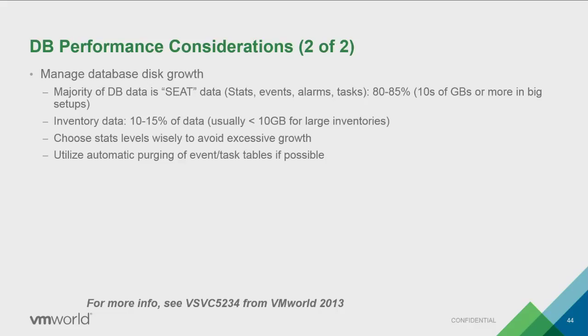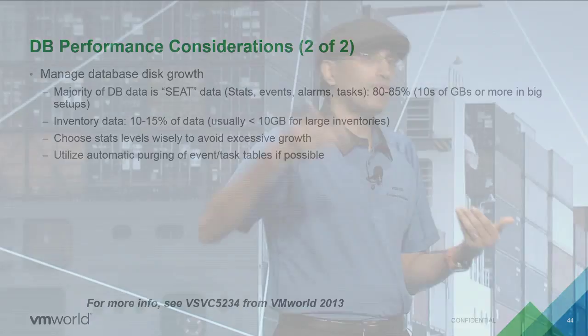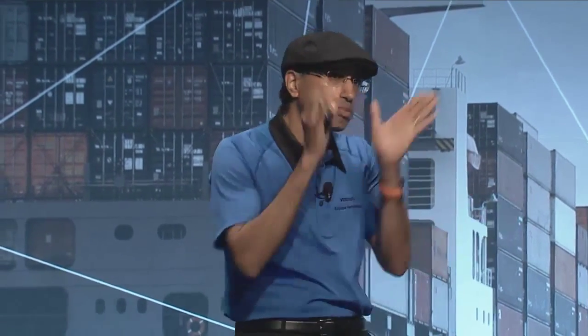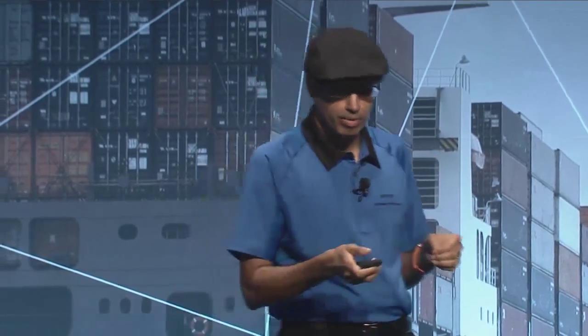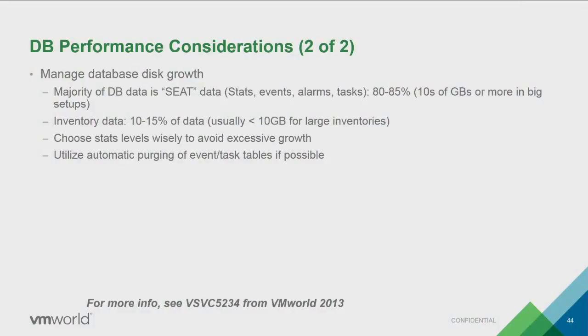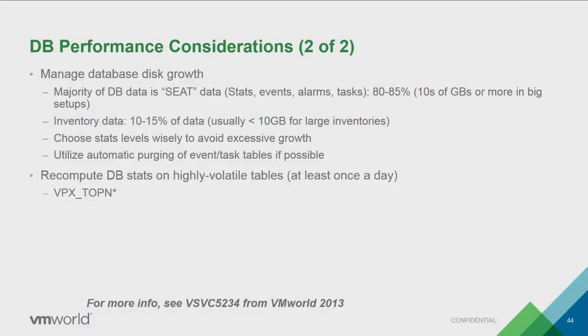I believe in 6.0, the default retention time for events is 30 days, which is fine for most environments. That is to say, it's not going to put an undue load on the database. If you have to increase that for some sort of compliance reason, just be mindful that you might have to examine the disk I/O to that partition more carefully. And that's what I mean by utilizing automatic event purging. Make sure that you set a retention interval there.